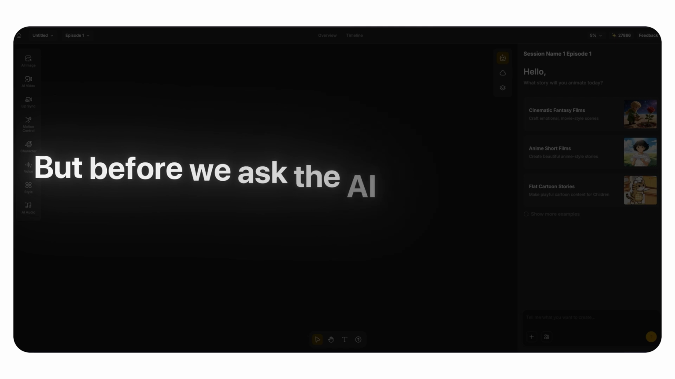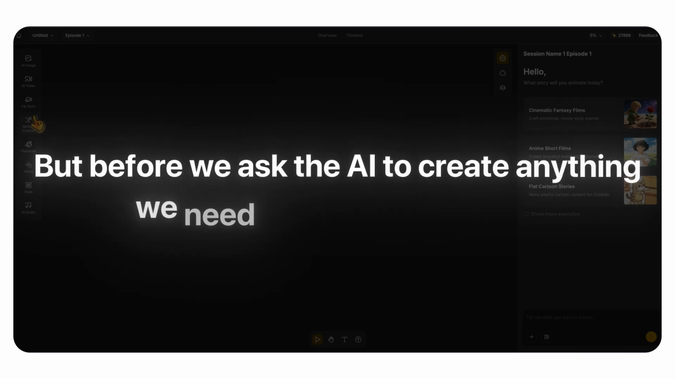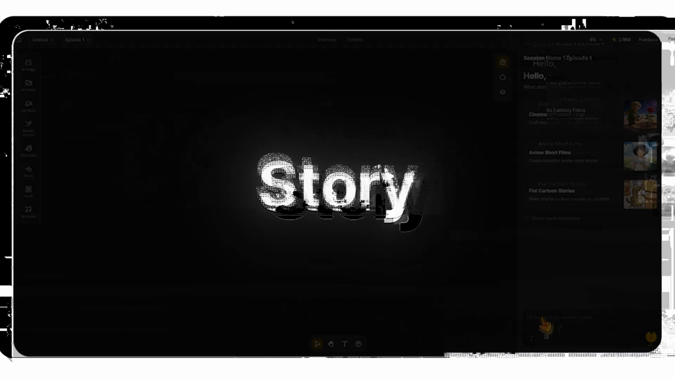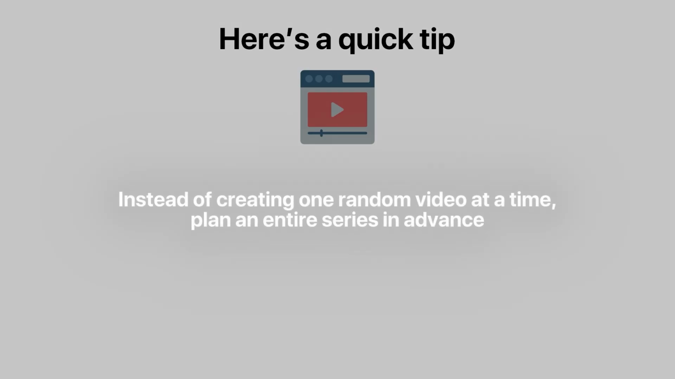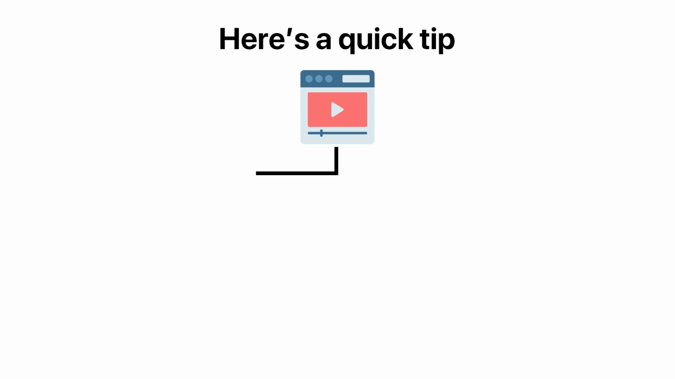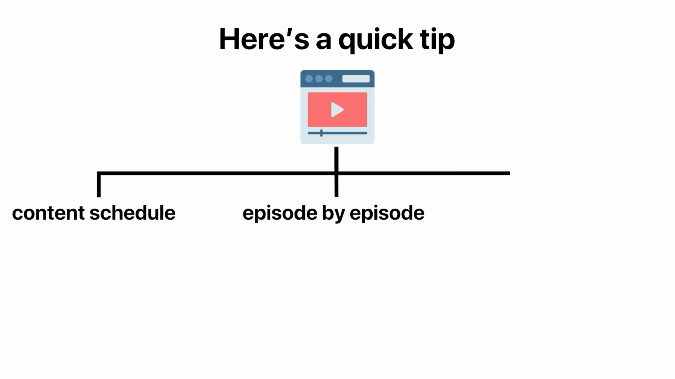But before we ask the AI to create anything, we need one important thing: a story. Here's a quick tip that can save you a lot of time. Instead of creating one random video at a time, plan an entire series in advance. Create a content schedule first. Then turn that story into episode-by-episode videos using the same characters. This makes your channel feel like a real animated series instead of a collection of unrelated videos.